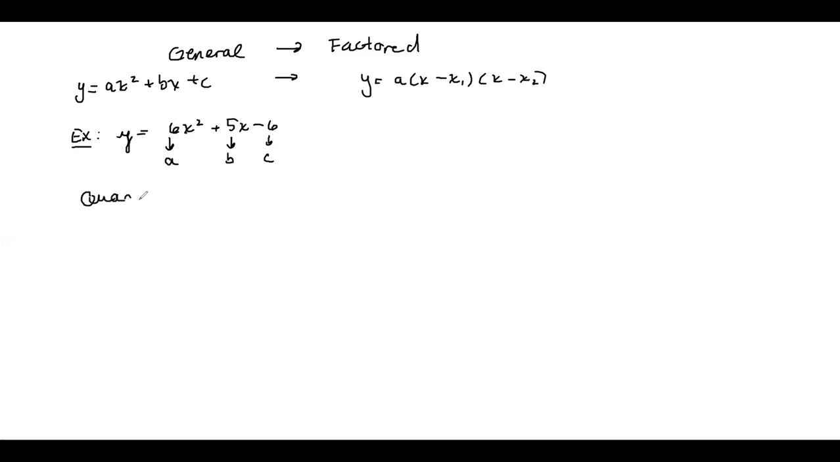We're going to use something we call the quadratic formula. You're going to use this formula often in order to create a factored form. The formula says I have x equals minus b plus or minus the root of b squared minus 4ac, divided by 2a.